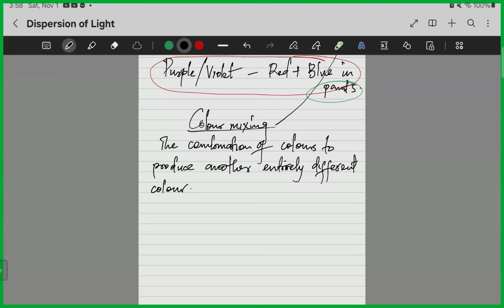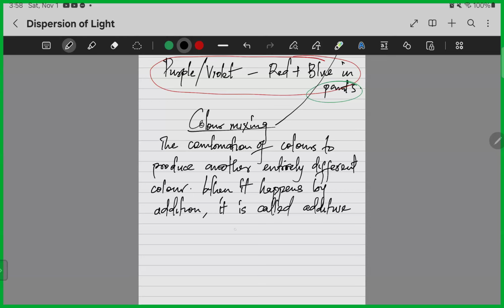So when it happens by addition like that, it is called additive mixing.